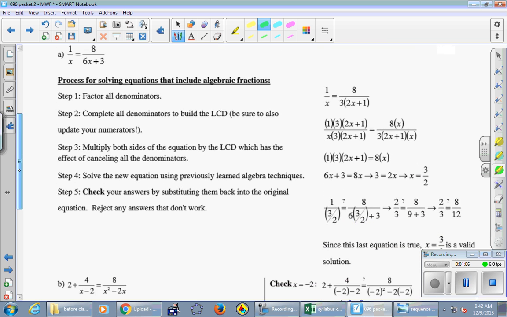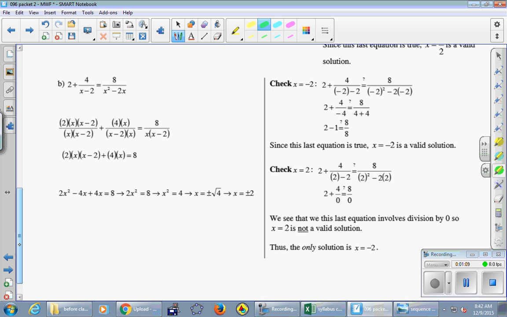You can read through part A later on. I just want to skip right down to part B. We're going to solve this equation right here. 2 plus 4 over x minus 2 equals 8 over x squared minus 2x.